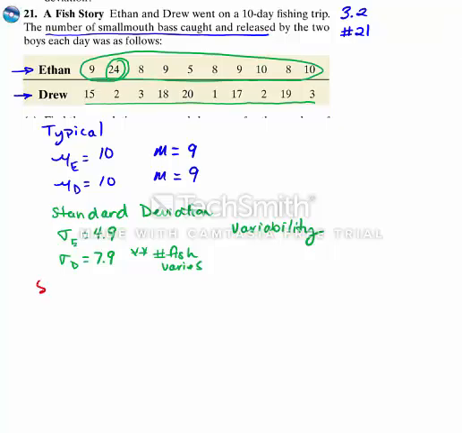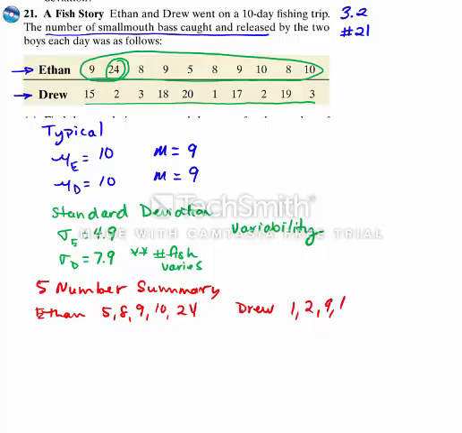Another way to get a look at this is to look at what's called the 5-number summary. Remember that the 5-number summary shows us the smallest and largest value, the quartiles, and the median. The 5-number summary for Ethan is 5, 8, 9, 10, 24. The 5-number summary for Drew is 1, 2, 9, 18, and 20.